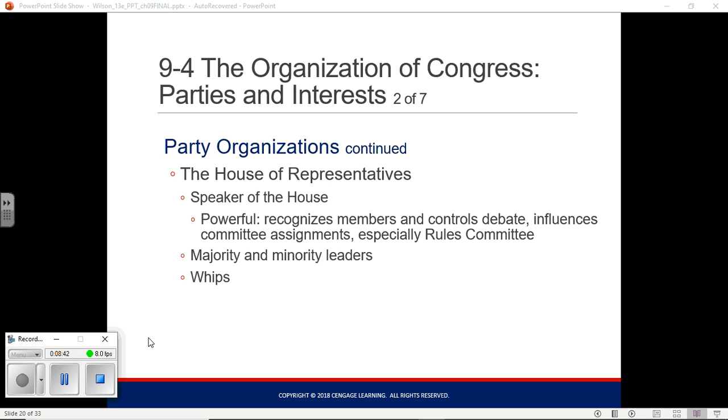Anyhow, the Speaker of the House, though, they are the face of the majority party. They are not the actual leader of the party, technically speaking, but they are the face of it. They are the most influential member of their party in the House of Representatives.